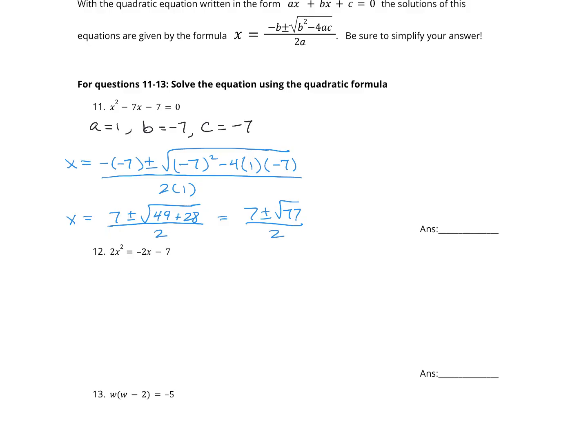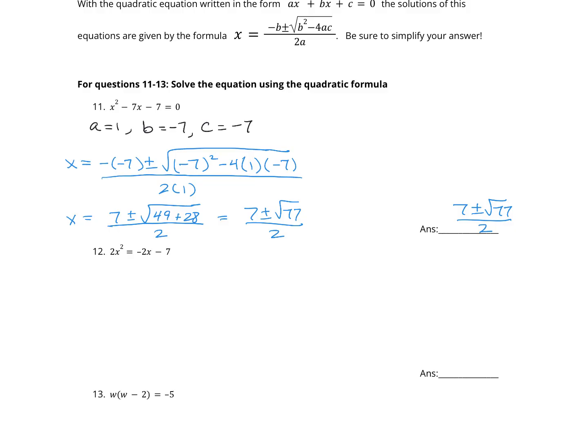And that 77 does not break down. There's no perfect squares going into it. So that's my two solutions. 7 plus or minus the square root of 77 over 2. And again, for a homework system, you may have to separate that with one with the plus and one with the minus. But for us, we'll just leave it in this form.